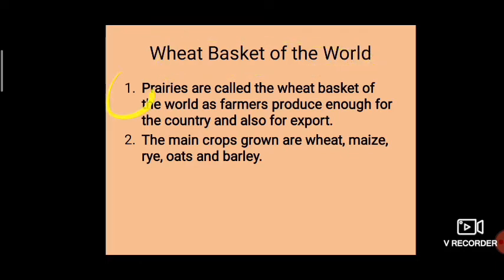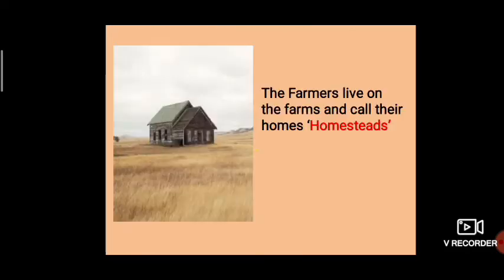The answer is this: prairies are called the wheat basket of the world as the farmers produce enough for the country, and the rest, the surplus part, they export. Export means they sell in other countries. They have enough for their use, and whatever is extra, whatever is surplus, they sell to other countries. Now number 2 is the main crops. Which are the main crops grown in the prairies? The crops are wheat, maize, rye, oats and barley.